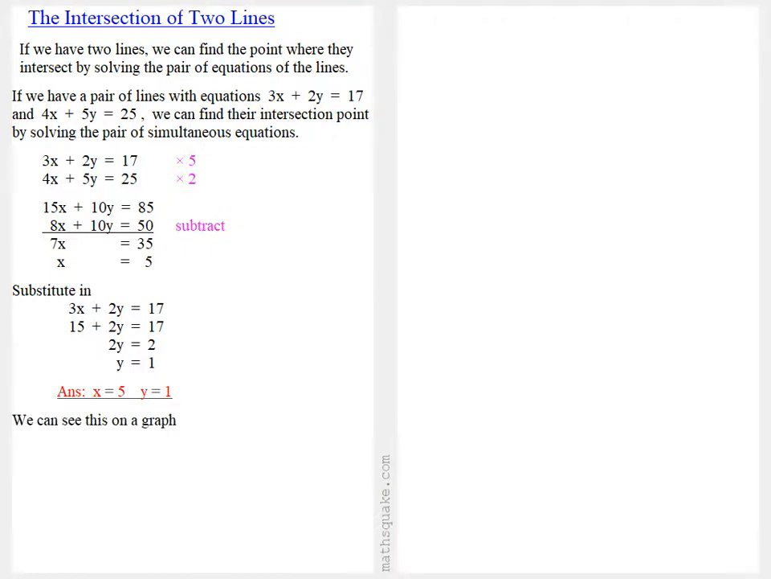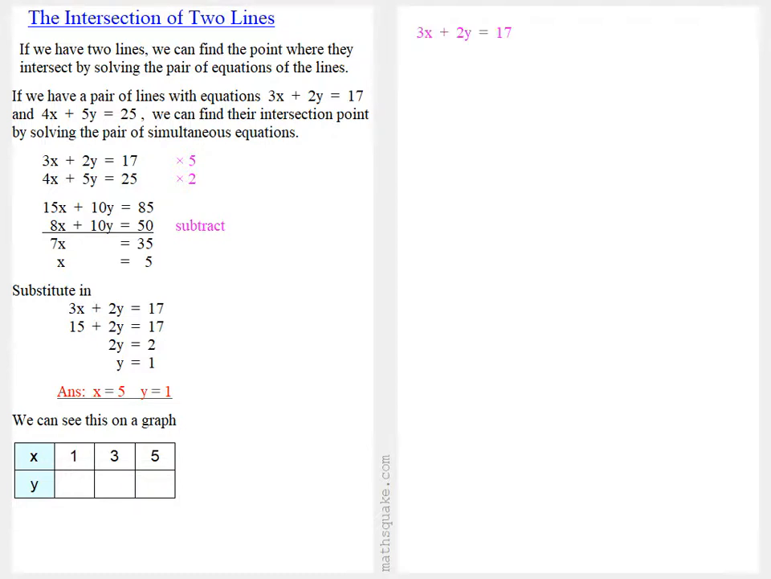Now we can see this on a graph. To plot the graph, we need a table. We need two rows, x and y, and we choose values of x: 1, 3 and 5. Then we work out the values of y.